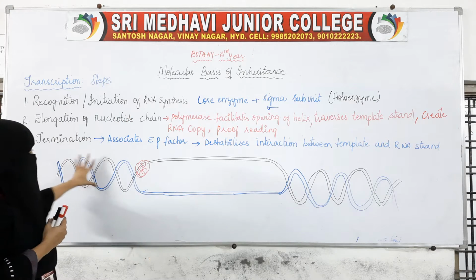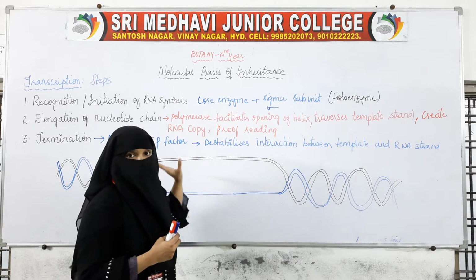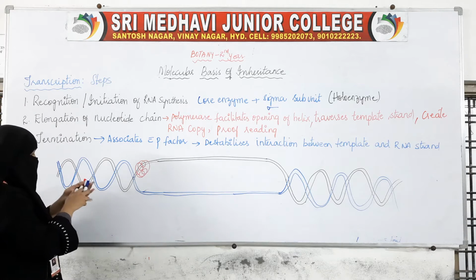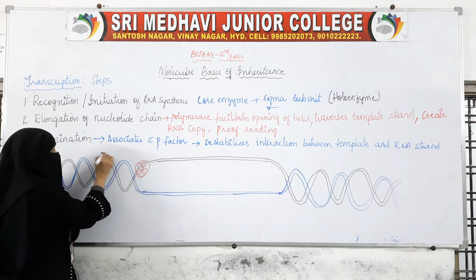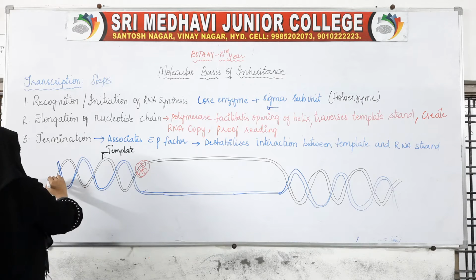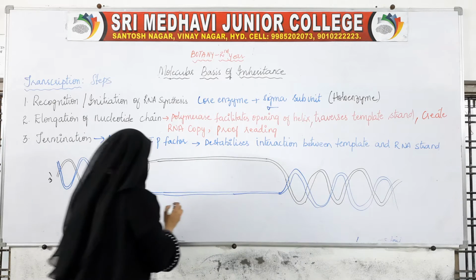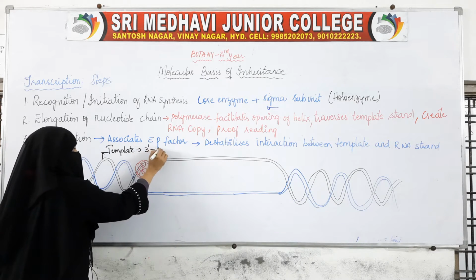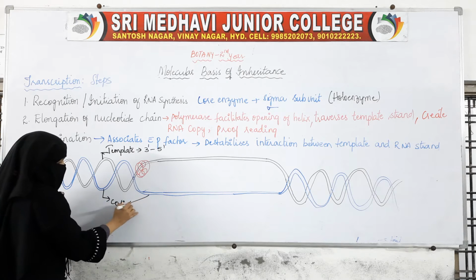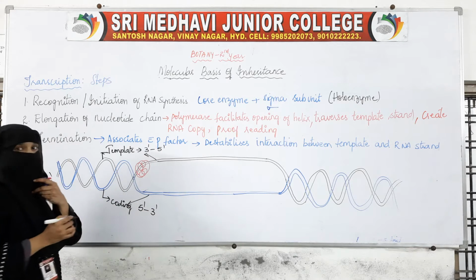For example, this is the double stranded DNA. I have removed the coil here. The black one is the template strand, from 3' to 5'. I'll write here 3' to 5'. And this blue one is the coding strand. So this is the coding strand and this is the template strand. The coding strand is from 5' to 3' direction.